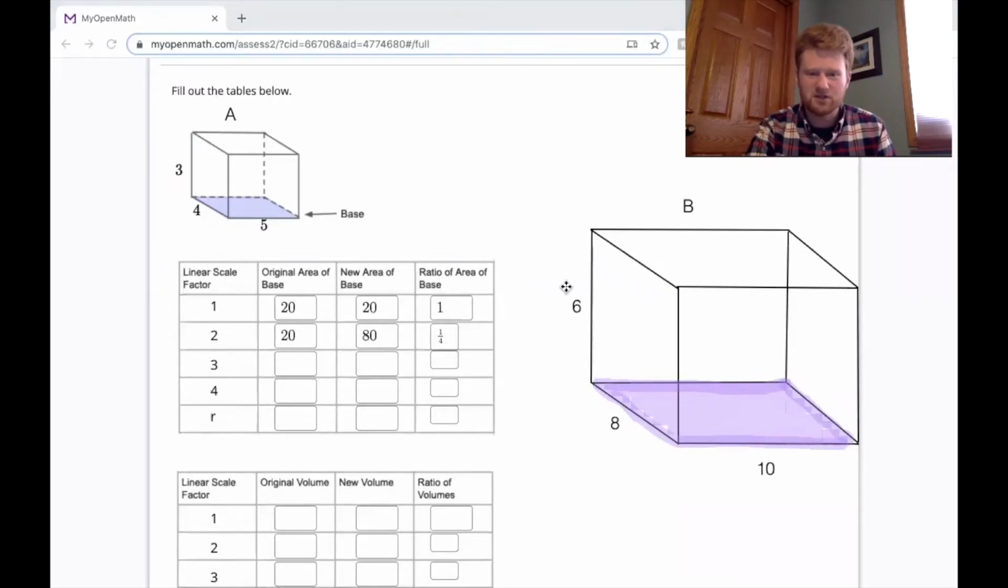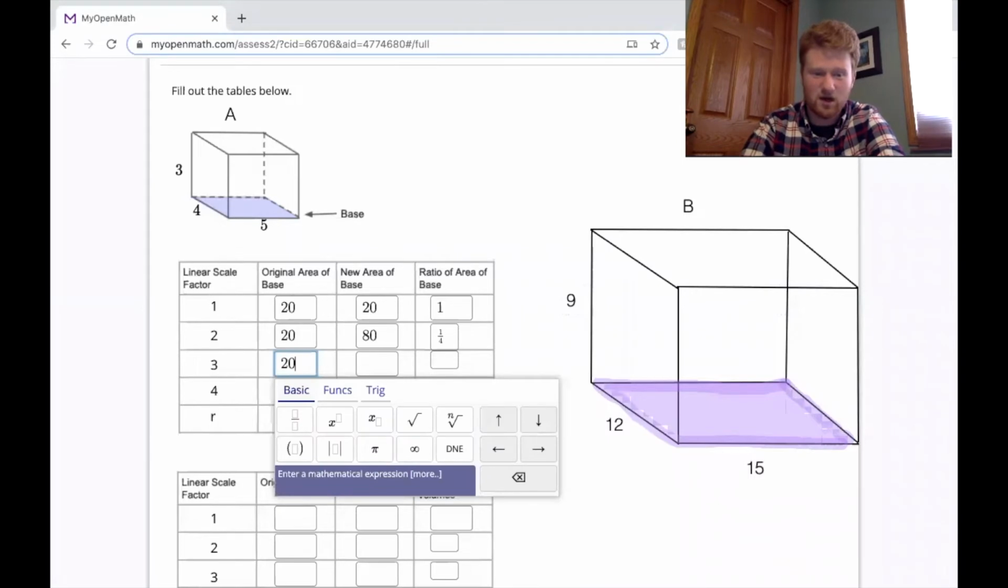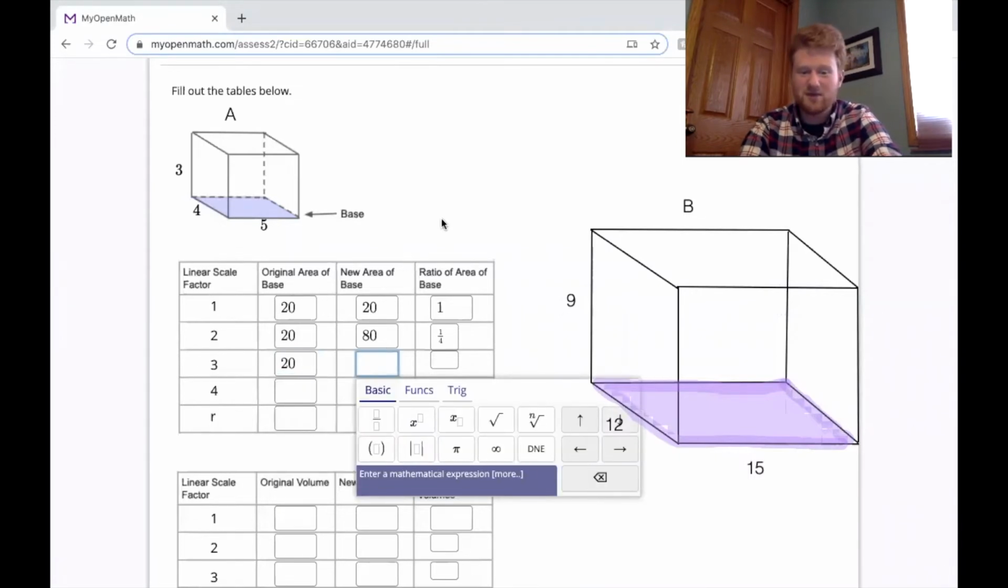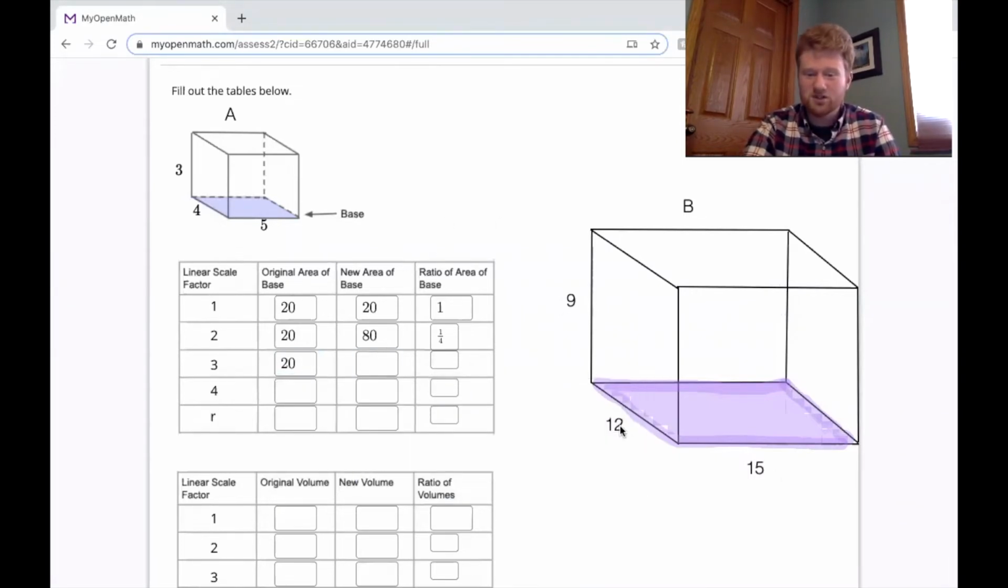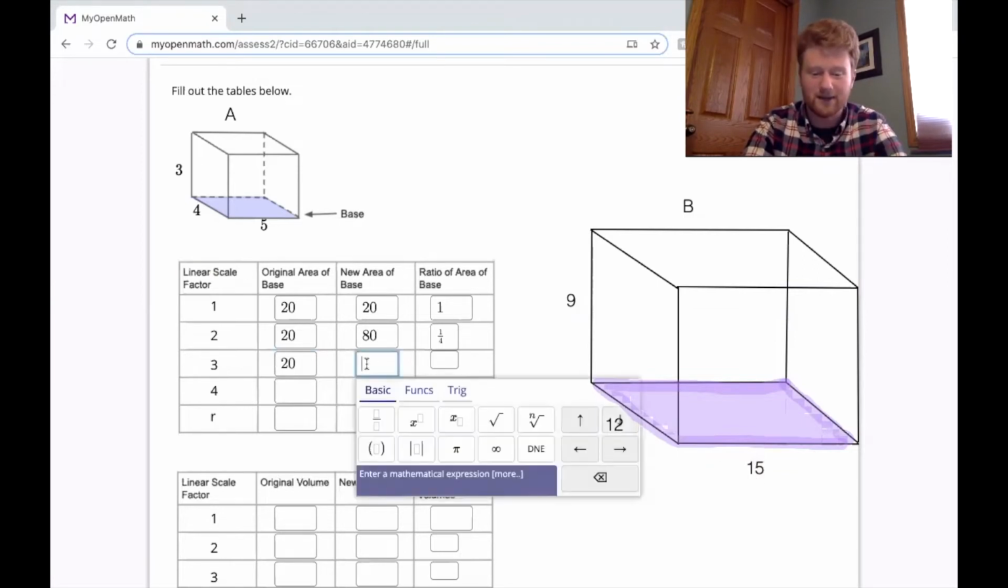Let's see what happens when we change that linear scale factor to 3. So for 3, we're going to now take each dimension and times by 3. So we get 15 on the bottom, we get 12 on the side, and 9 on the top. So again, the first column remains the same. It's simply 20, and the new area of the base is for our new base, which is 15 times 12. Use a calculator if you need it, but I would go 15 times 10 is 150, plus 15 times 2 is 30 more, so it's 180 right there.